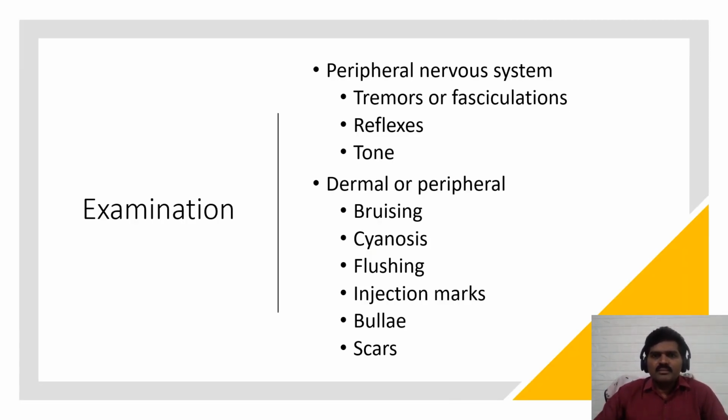Peripheral nervous system manifestations might include tremors, fasciculations, reflexes and tone. Dermal or peripheral signs might include bruising, cyanosis, flushing, injection marks, bullae and scars.